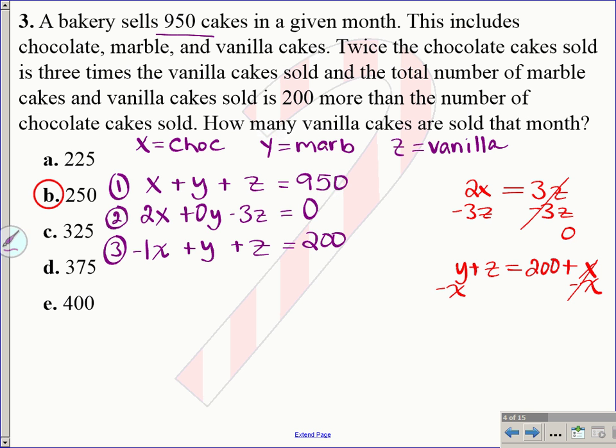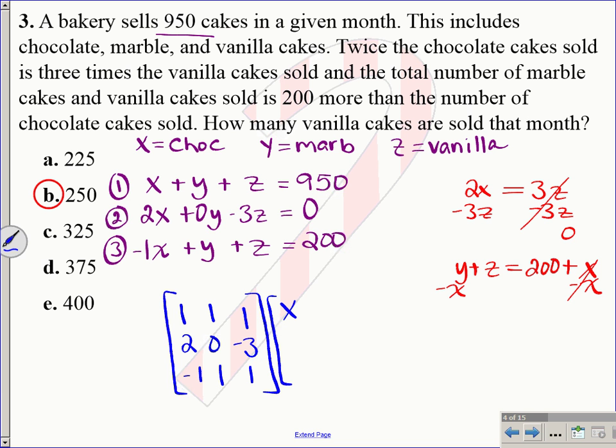Now from here, you can either do elimination by hand or set up the matrix equation. And that's what I'm going to do. I'm going to set up the matrix equation. So to do that, remember you set up your matrix of coefficients. So we have 1, 1, 1, 2, 0, negative 3, negative 1, 1, 1. And we need to multiply it by some matrix x, y, z so that we get this matrix of constants, 950, 0, 200.